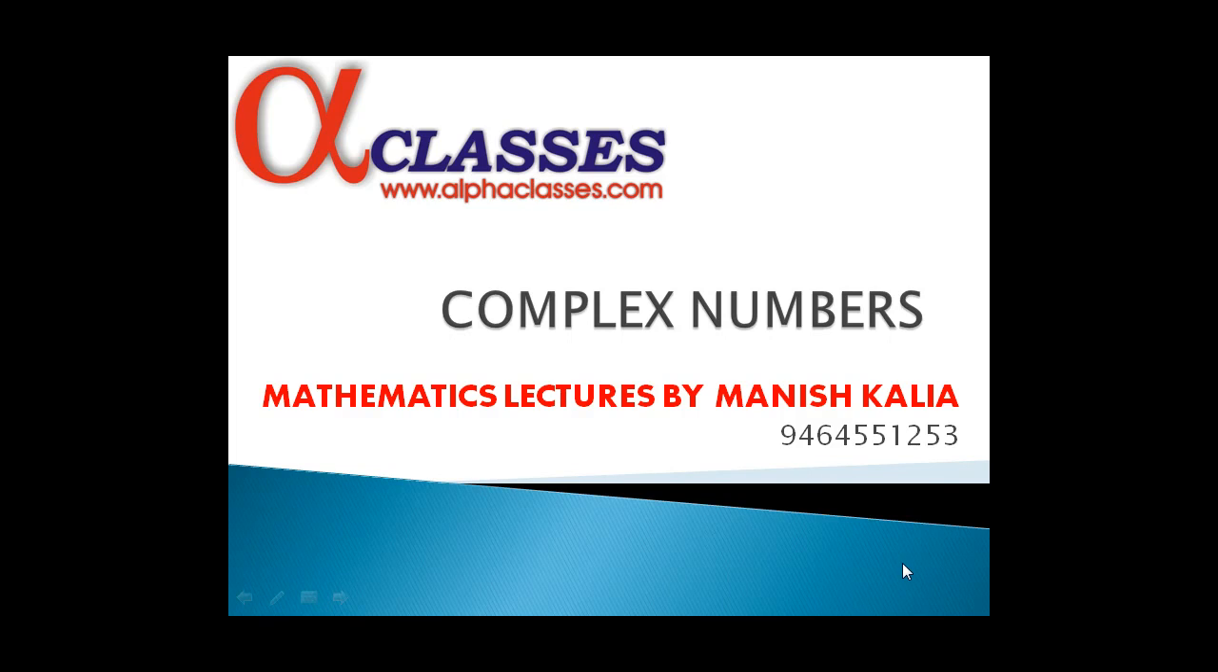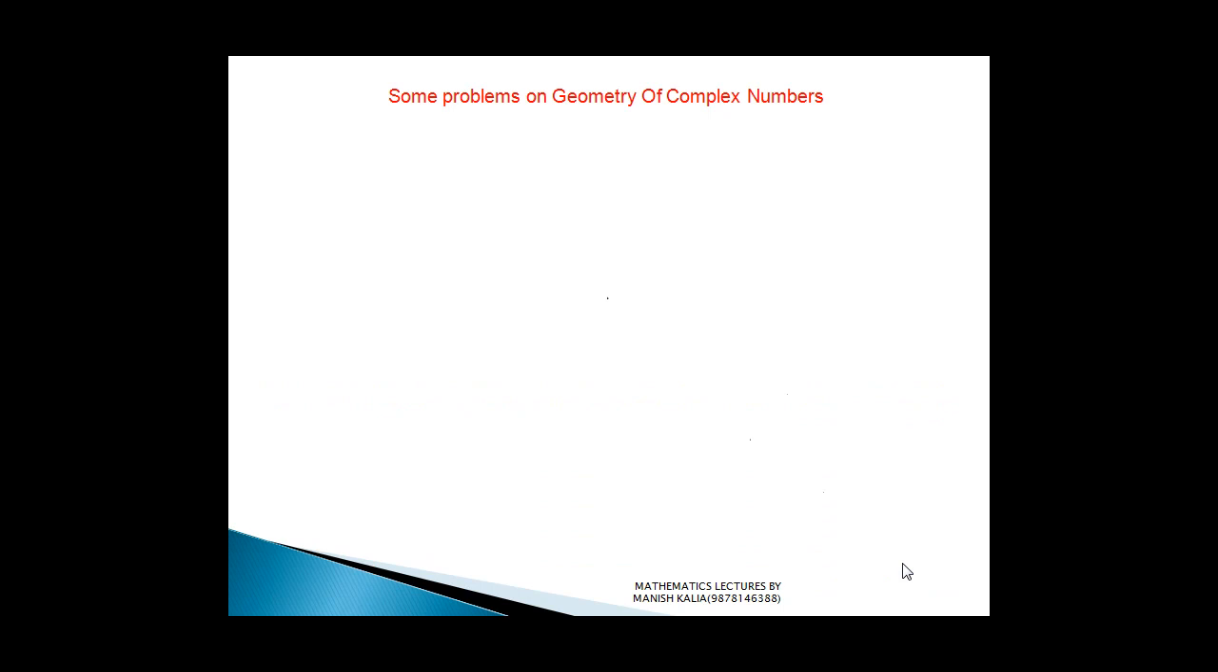Today we'll start with the geometry part of a complex number. We'll do some problems related to the geometry of a complex number. If mod of z is equal to 1, then show that iota into 1 minus z upon 1 plus z is equal to tan of argument of z by 2.